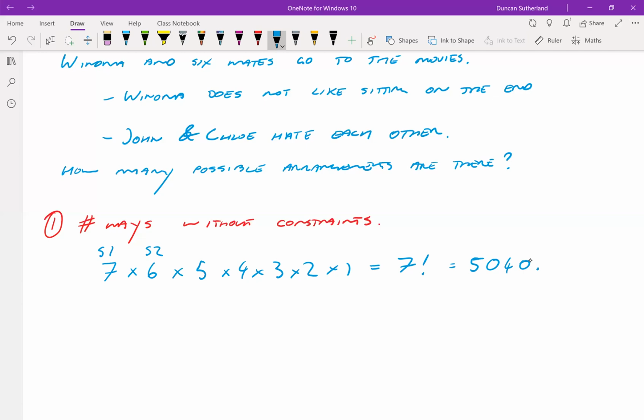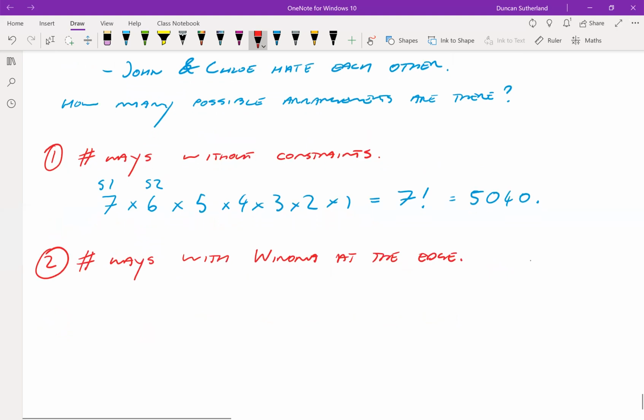All right, the next thing we're going to do is subtract off the number of possible ways that Winona could be seated at the edge. So we're just going to figure out how many different ways Winona is at the edge. And then we're going to take this number of unsatisfactory arrangements and deduct it from the total number of arrangements.